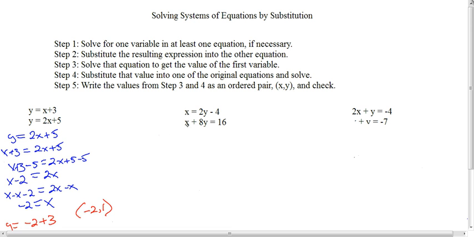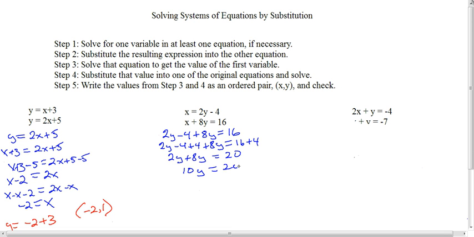And that's going to give us, in this equation, 2y minus 4 plus 8y is equal to 16. Let's go ahead and put constants over on the same side, and we will add 4 to both sides. So that's 2y minus 4 plus 4 plus 8y is equal to 16 plus 4. And here that will give us 2y plus 8y is equal to 20. Adding like terms on the left will give us 10y is equal to 20.